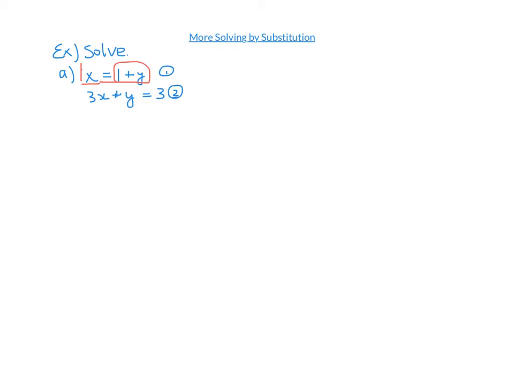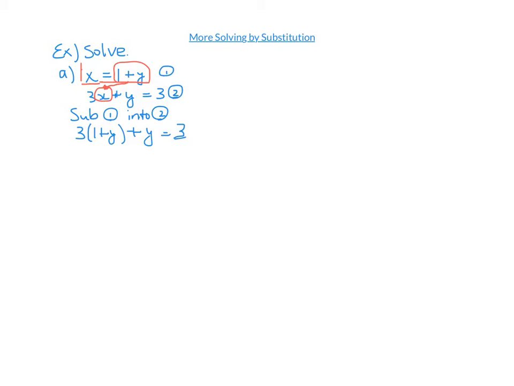Since x is equal to 1 plus y, we're going to take that expression of 1 plus y and replace the x in the second equation with it. So here's what this is going to look like. We're going to sub equation 1 into equation number 2. We start with equation 2, which is 3 times the x. We're going to replace that x with the expression of 1 plus y, and then we still have the plus y from the original equation, and that was equal to 3.